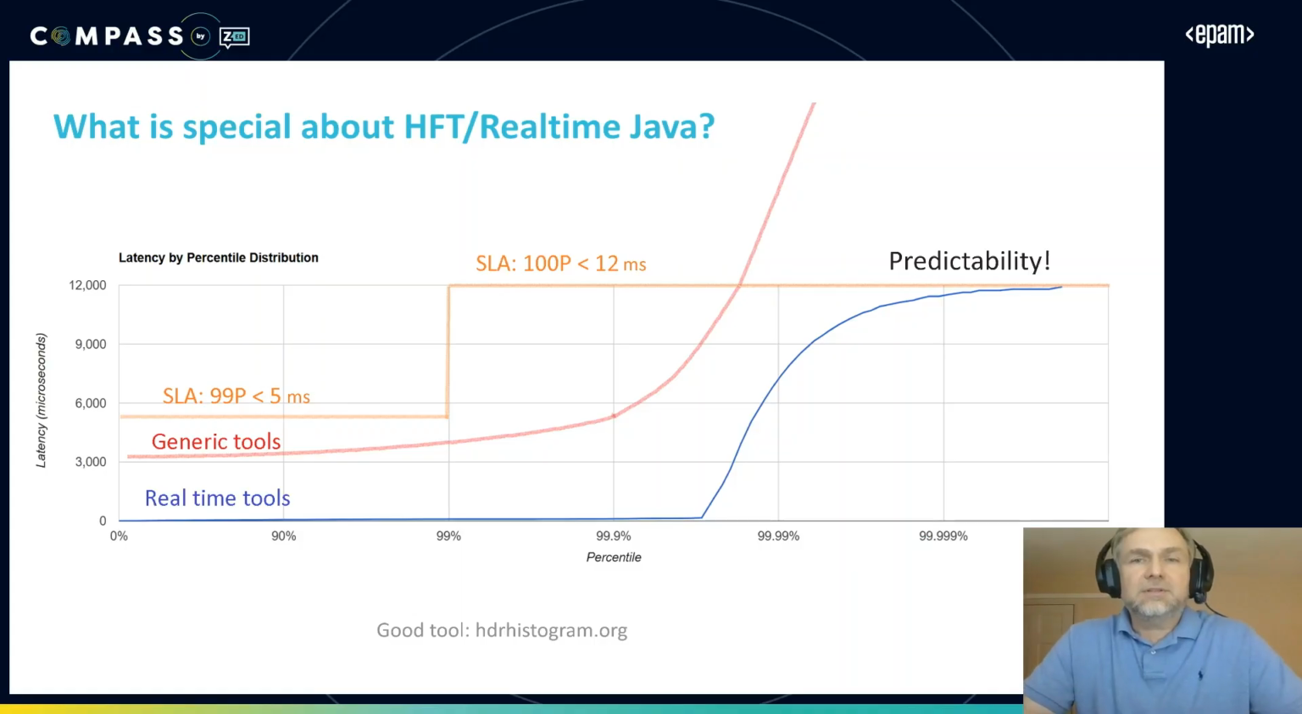Somebody may have an SLA of 1 second rather than 12 milliseconds, but the problem will remain the same. If your system is not real-time, sometimes signals take even longer than 1 second to process. Generic tools simply cannot guarantee you a hard SLA.